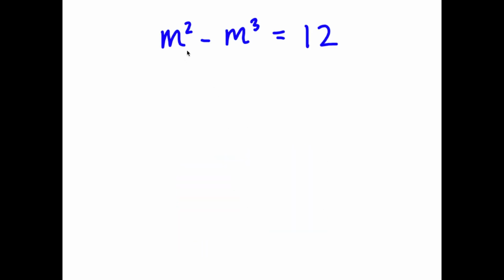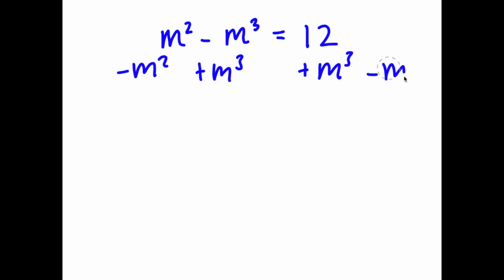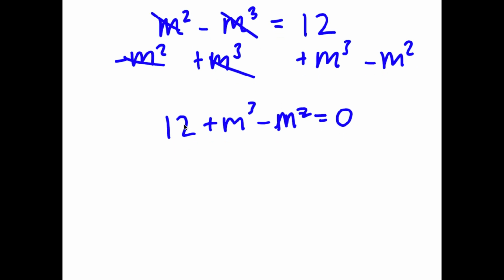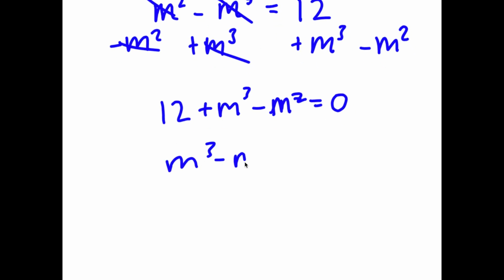Alright, so in this problem, I have m squared minus m to the power of 3 is equal to 12. So to solve this, I'm going to first add m to the power of 3 on both sides and subtract m squared on both sides. So then these two cancel out, and now I have 12 plus m to the power of 3 minus m squared is equal to 0. Now I'm going to rewrite this as m to the power of 3 minus m squared plus 12 is equal to 0.